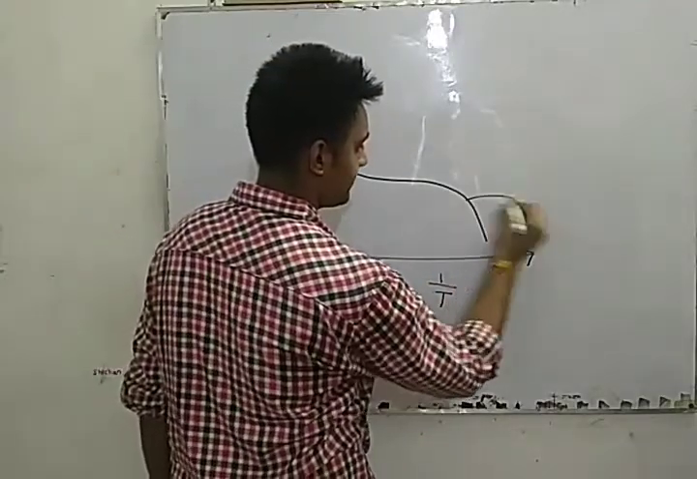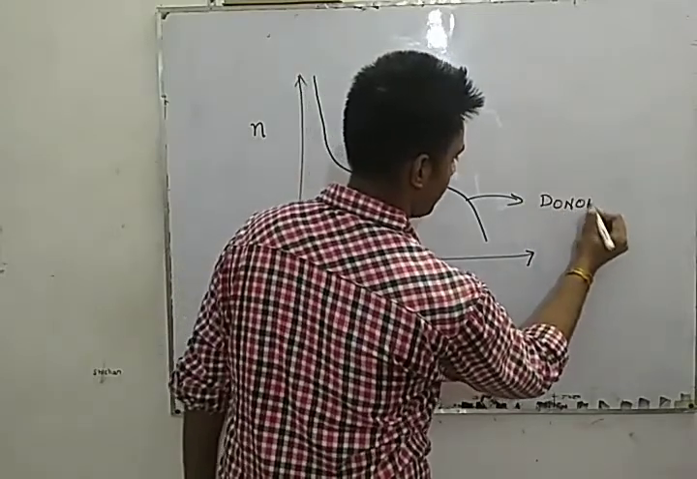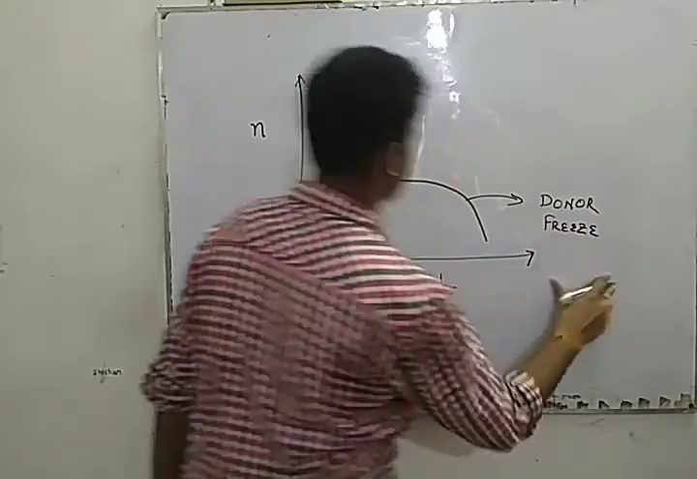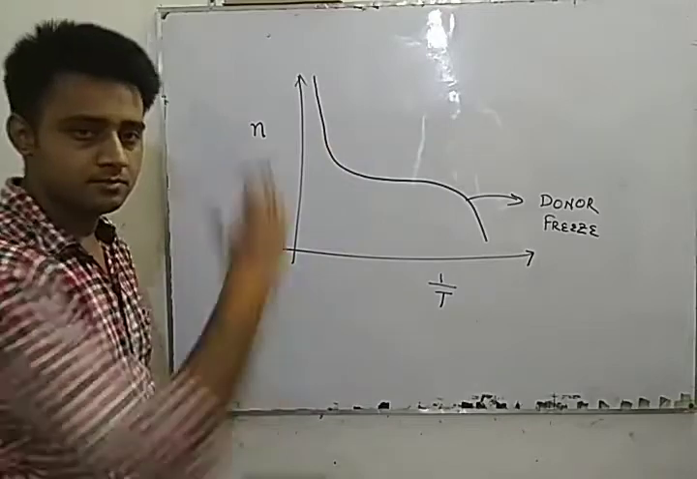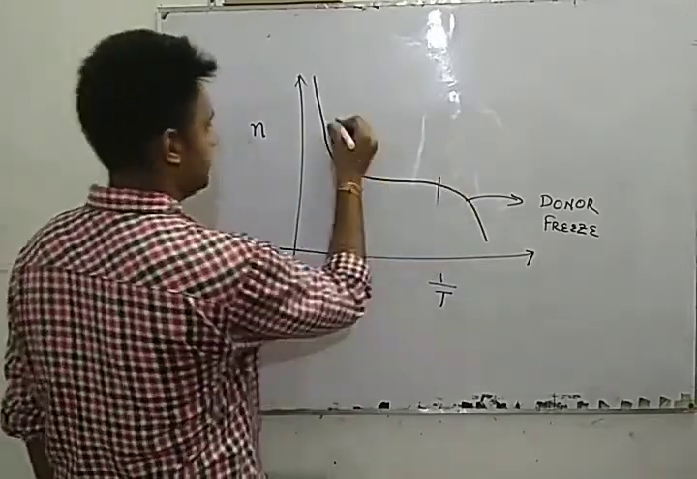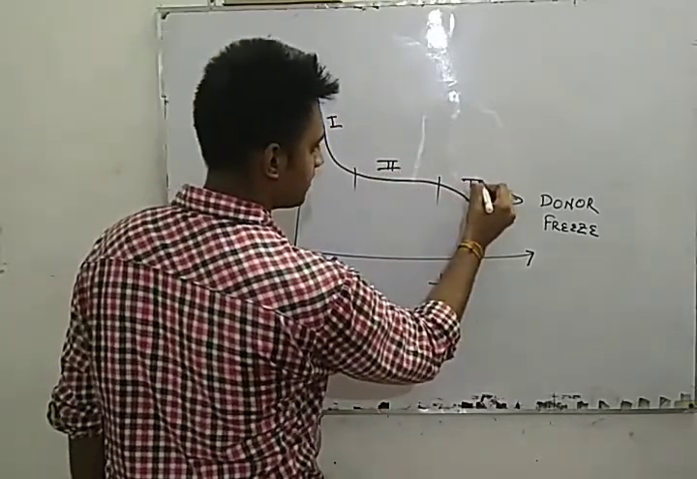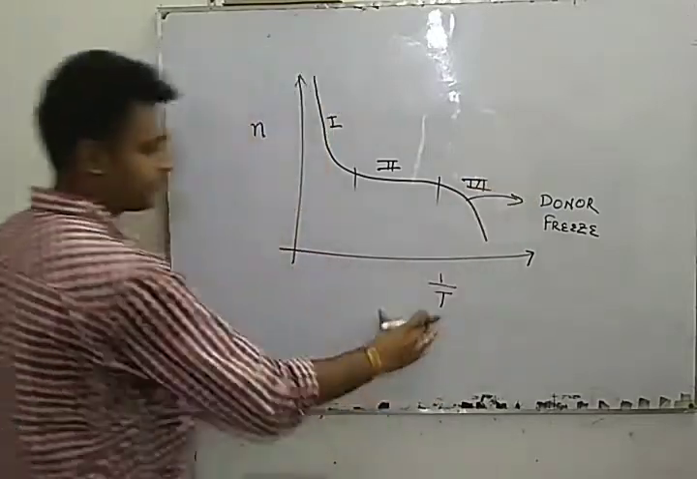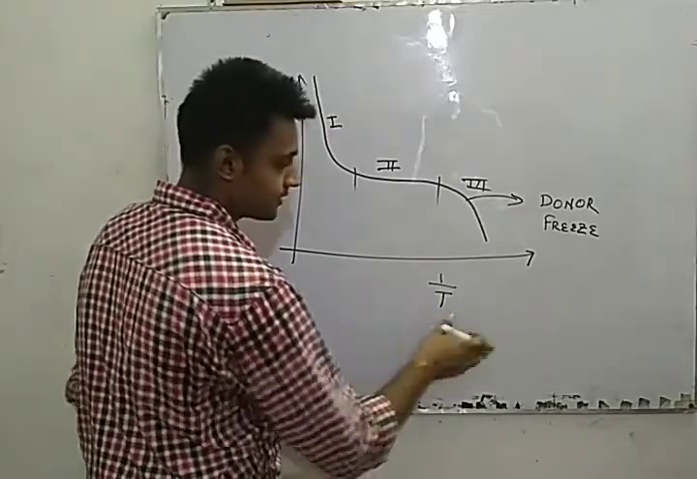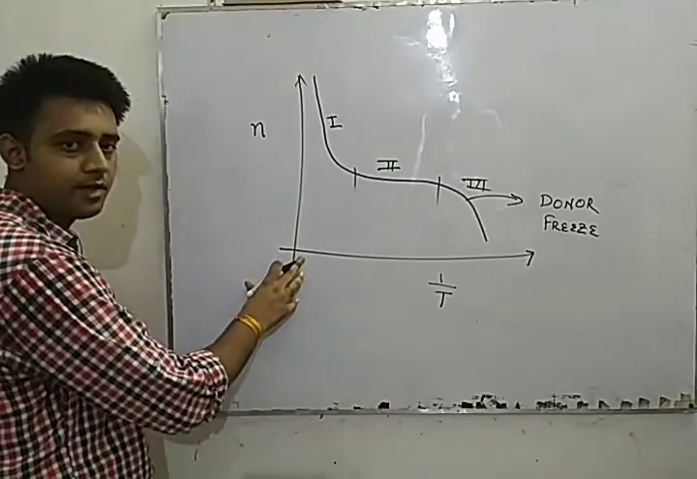That region is known as the donor freeze out. We will categorize this graph into mainly three regions: region 1, region 2, and region 3. That is a graph of N versus 1 upon T. As we move away from the y-axis, the temperature decreases. At the initial point, the temperature is higher.